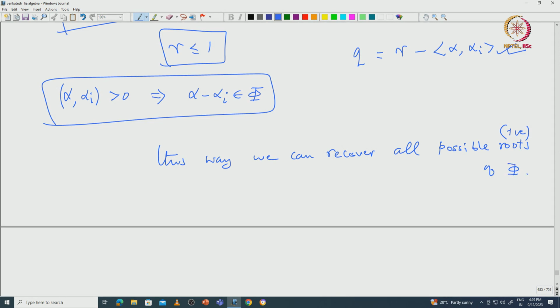So, this algorithm is a very much working algorithm. For example, you can try to use it in the rank 2 case, or later I will list all the Cartan matrices that are associated with the irreducible root systems. You can take rank 3 Cartan matrices, use this algorithm, and determine all possible roots. That way you can convince yourself that this algorithm works.